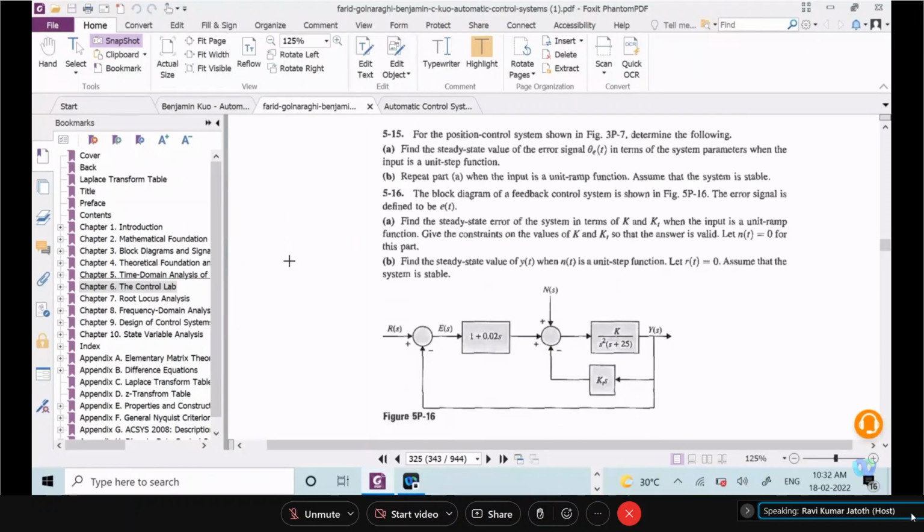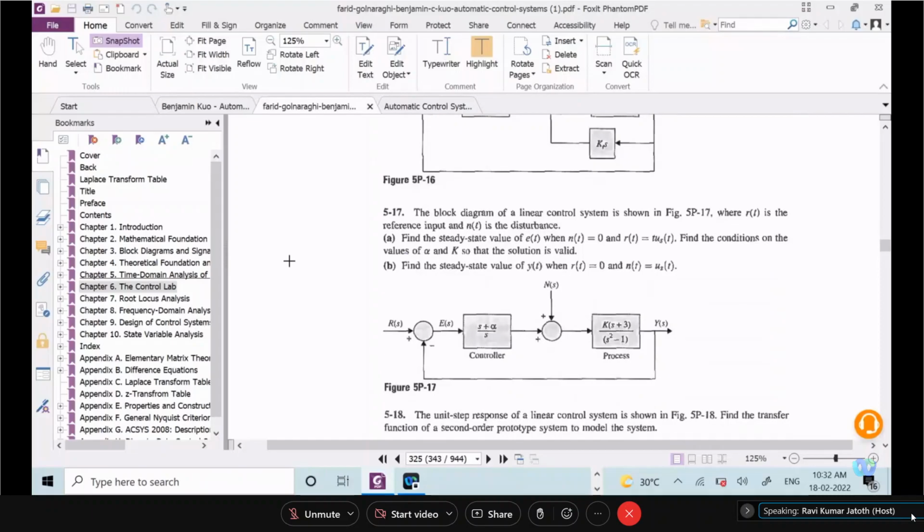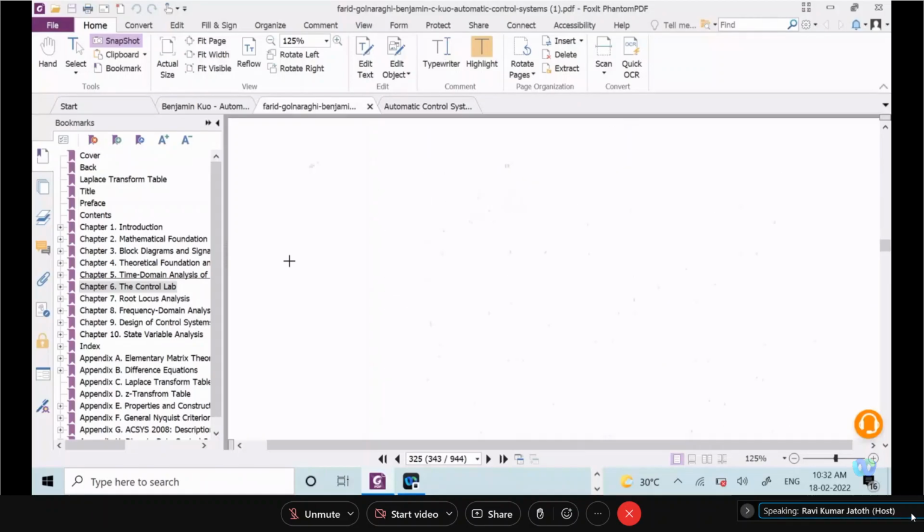So how many problems do you want? Those many problems are there. Wide varieties of problems.